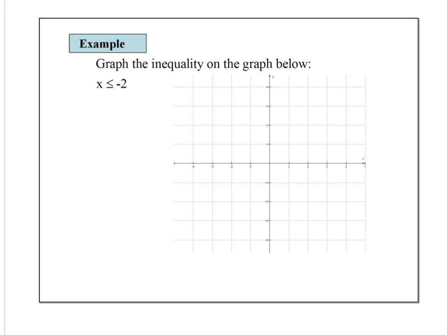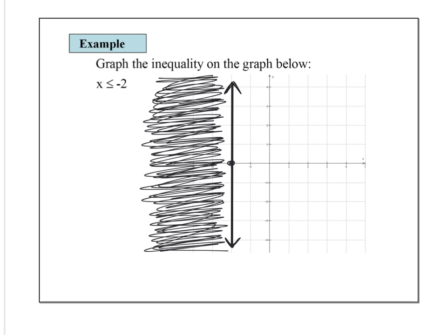Okay, take a moment and solve this inequality on your graph. X is less than or equal to -2. All right, this is the solution that I came up with. I had my solid line here at x is equal to -2, and I know that I'm going less than, so I need to be on the left-hand side of that line.